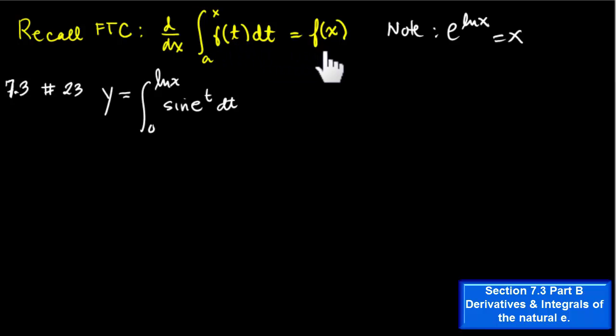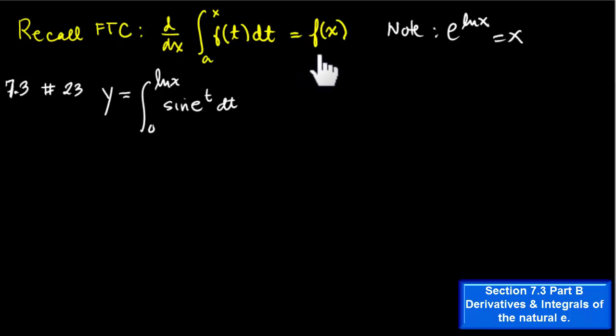Okay, so another thing we have to remember is that if you have e to the natural log of x, this whole thing collapses because they're inverse operations of each other, so you get back the x right there. Okay, let's look at number 23. Number 23, you have y equals the integral from 0 to the natural log of x of sine of e to the t dt. Now remember, the fundamental theorem of calculus also applies if the upper limit is a function of x. All you do is apply the chain rule.